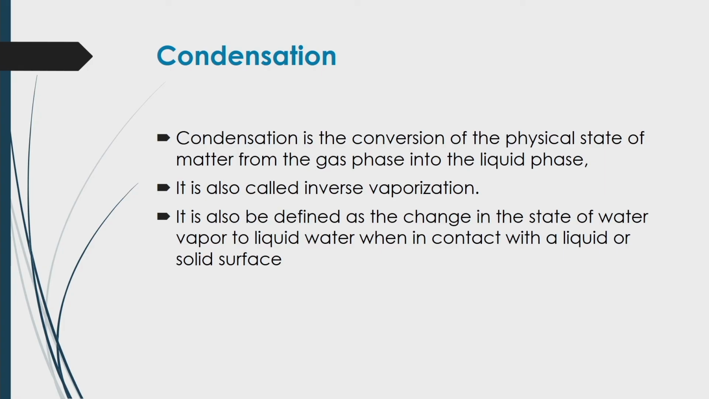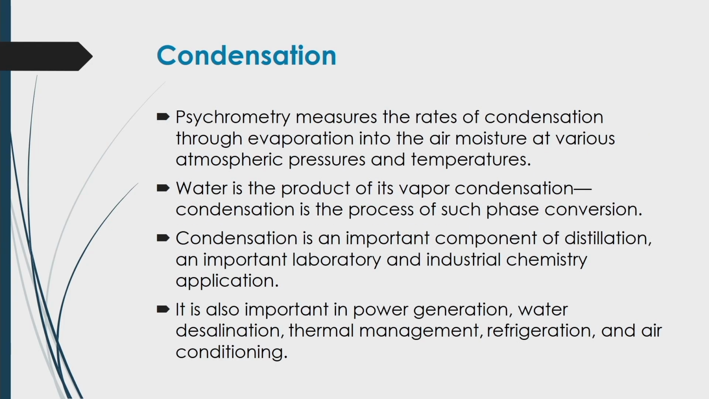So, this is basically the condensation process, which we described with psychrometric principles and the chart. Psychrometry measures the rate of condensation through evaporation into the air moisture at various atmospheric pressures and temperatures. In this case water is the product of vapor condensation. Condensation is the process of such phase conversion.